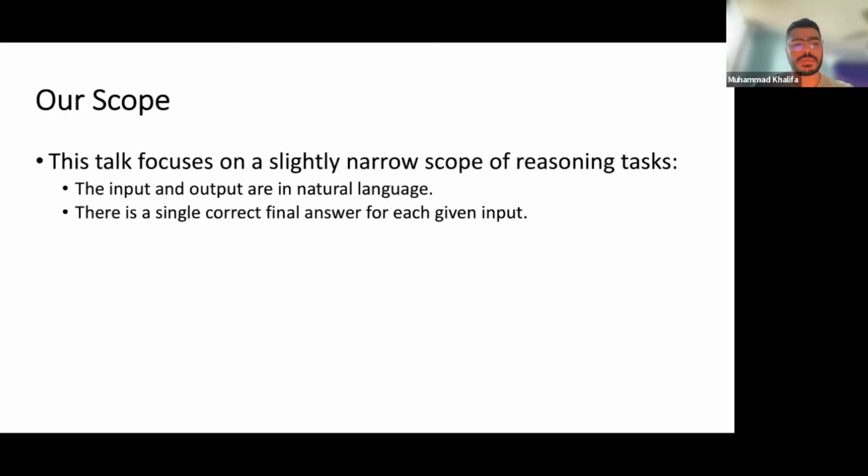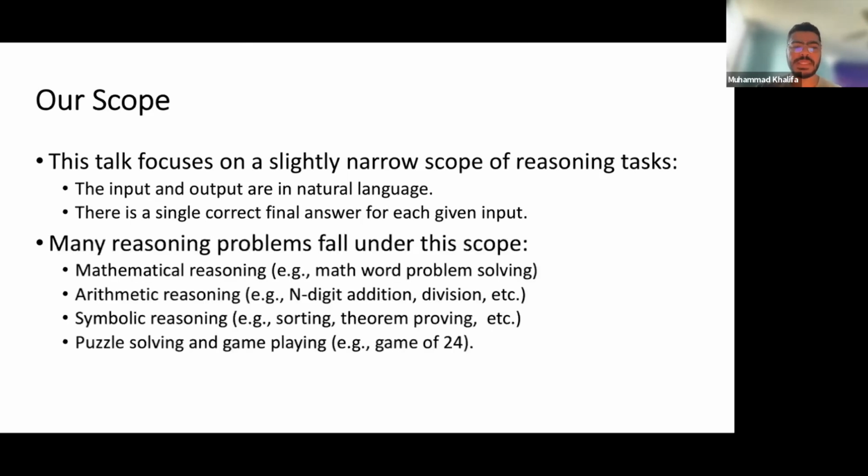So our scope of this talk will focus on a slightly narrow scope of reasoning tasks, where the input and output are in natural language, and there's a single correct final answer for each given input. And surprisingly, there's many reasoning problems that fall under this scope. Mathematical reasoning, math word problem solving, for example, arithmetic reasoning, symbolic reasoning, puzzle solving, and gameplay. Although this might seem like a narrow scope, there's actually a lot of different problems that fall under this. And I feel that this has been the focus of most of reasoning with LMs.